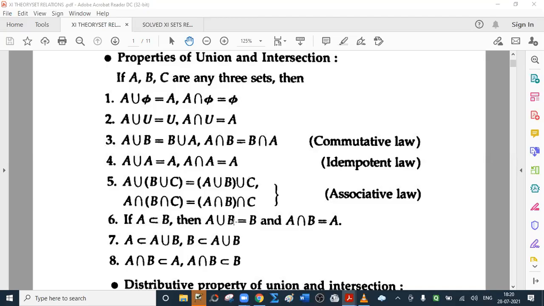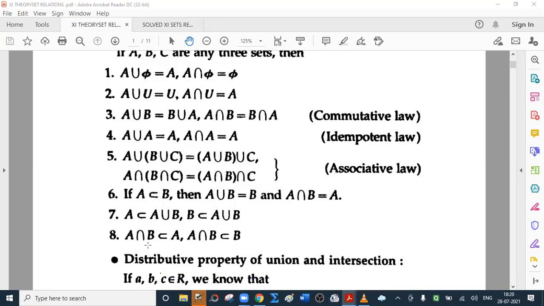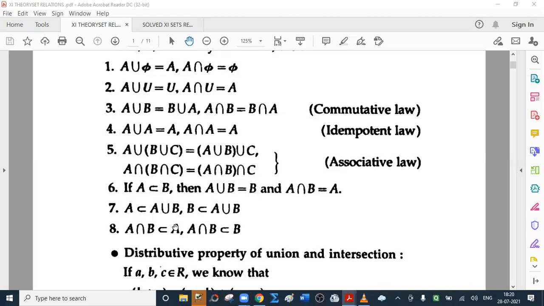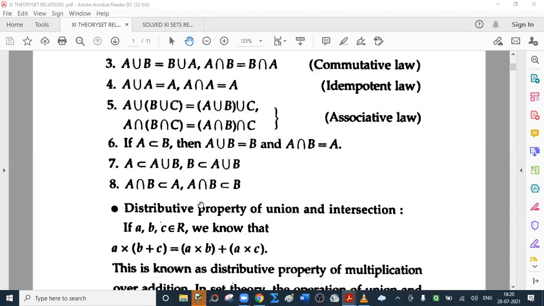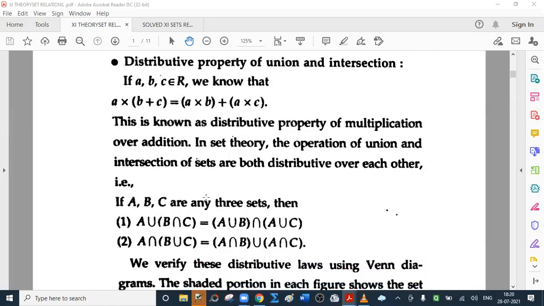If A is subset of B, then what is A union B? B. What is A intersection B? A. If A is subset of A union B, then B is also subset of A union B. And A intersection B is definitely subset of A. A intersection B is definitely subset of B, obviously. Because in intersection, we consider elements which are common. Yes, this is very, very important.